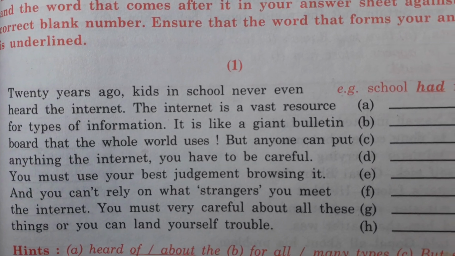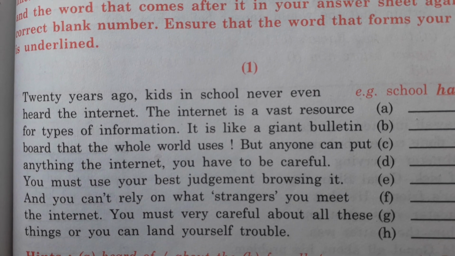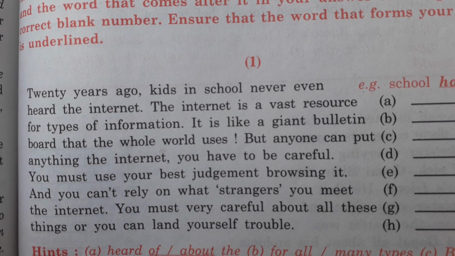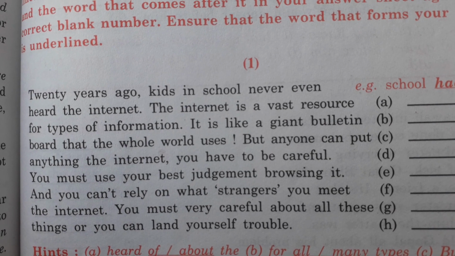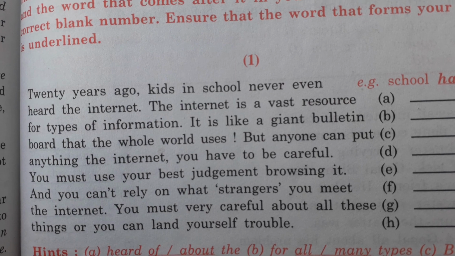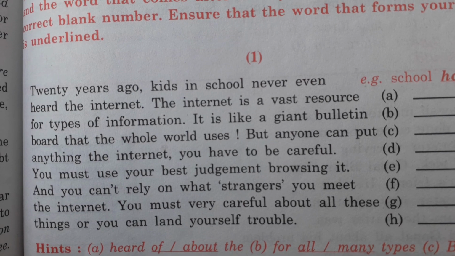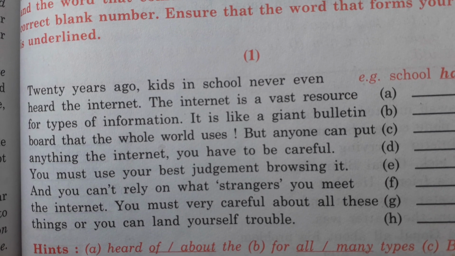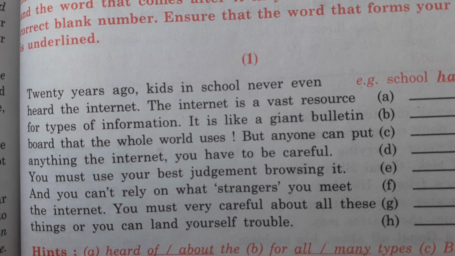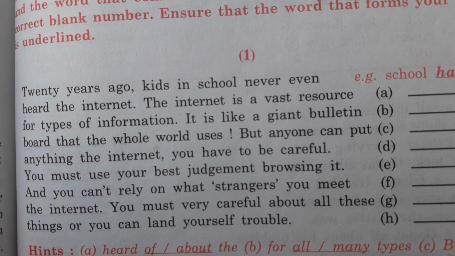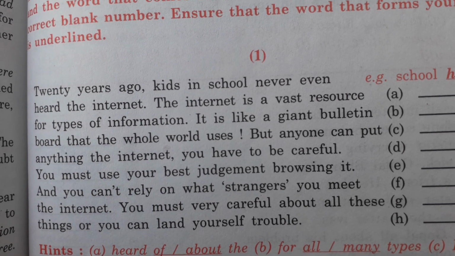This is for omission. 20 years ago, kids in school never even heard the internet. The internet is a vast source for types of information. It is like a giant bulletin board that the whole world uses. But anyone can put anything in the internet. You have to be careful. You must use your best judgment browsing it, and you can't rely on what strangers you meet the internet. You must very careful about all these things, or you can land yourself trouble.